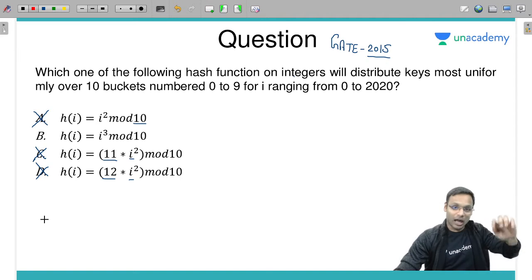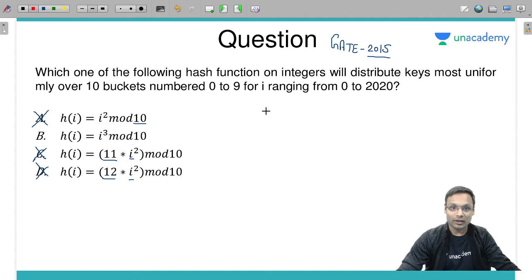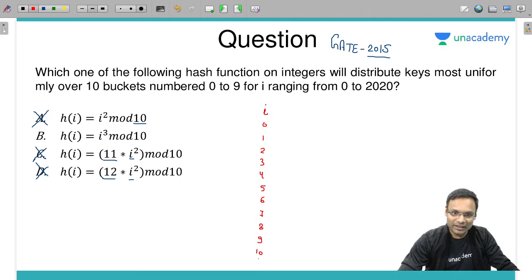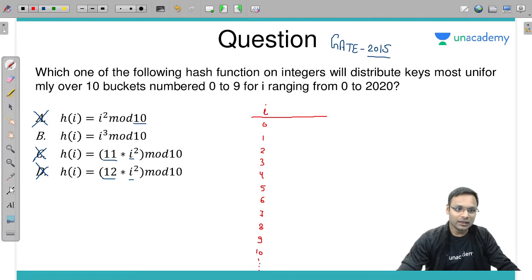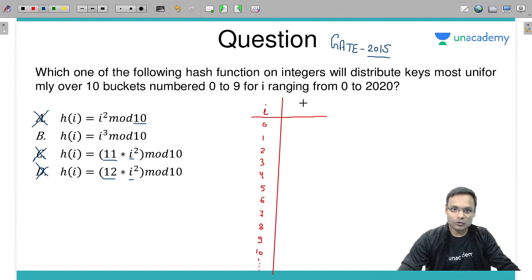Okay, so that's how I have proved my answer that yes, B should be the correct answer. Now we can verify whether B generates all the keys or not. Let's see, if I is equal to 0, 1, 2, 3, 4, 5, 6, 7, 8, 9 and 10 and 11 and so on, what should be the value of this particular function? So what is the function? I cube mod 10.